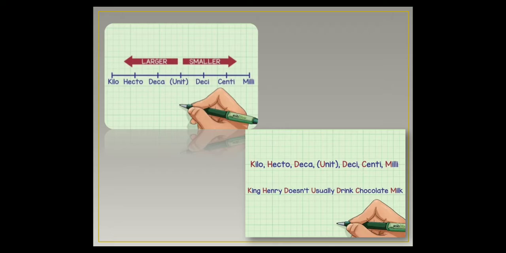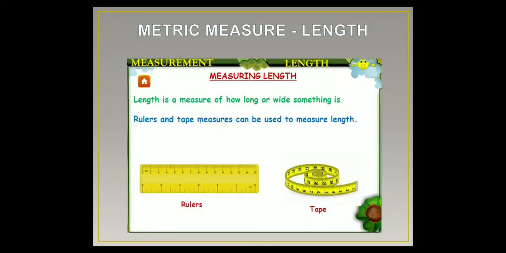So these are the basic units. According to the metric measure, if it is length, we'll be using a certain suffix, and if it is capacity or mass, we'll be using a different suffix along with the given prefixes, right? So now let's get into the video. First we'll see about length, the measurement of length.